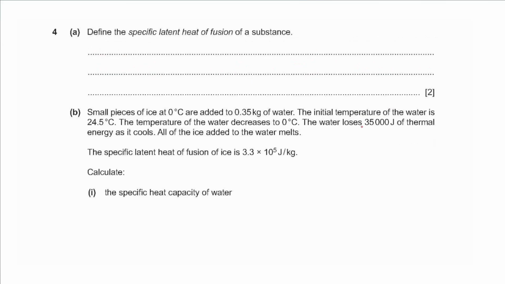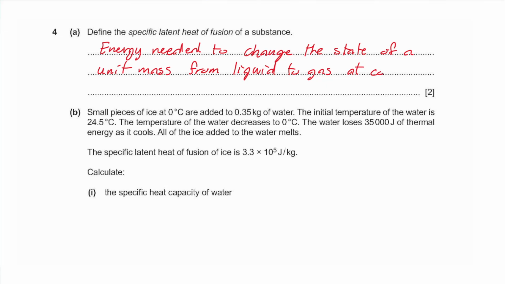Question 4 includes latent heat capacity, which was removed from the syllabus, so you can skip this question. Part A says define the specific latent heat of fusion of a substance. It is the energy needed to change the state of a unit mass from liquid to gas at constant temperature, since the temperature does not change during the change of state.